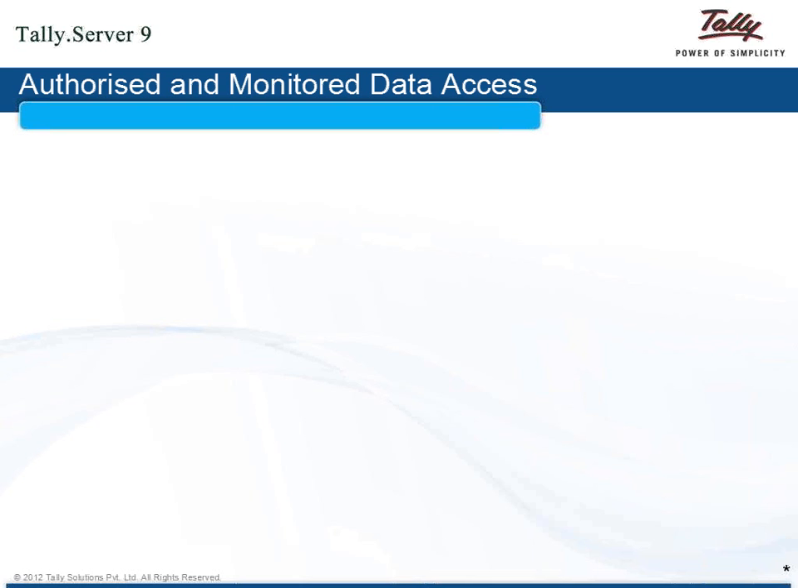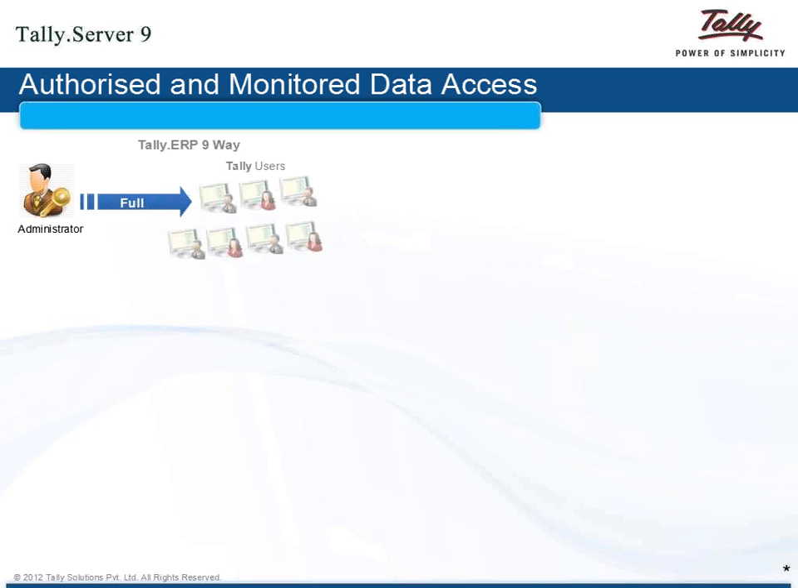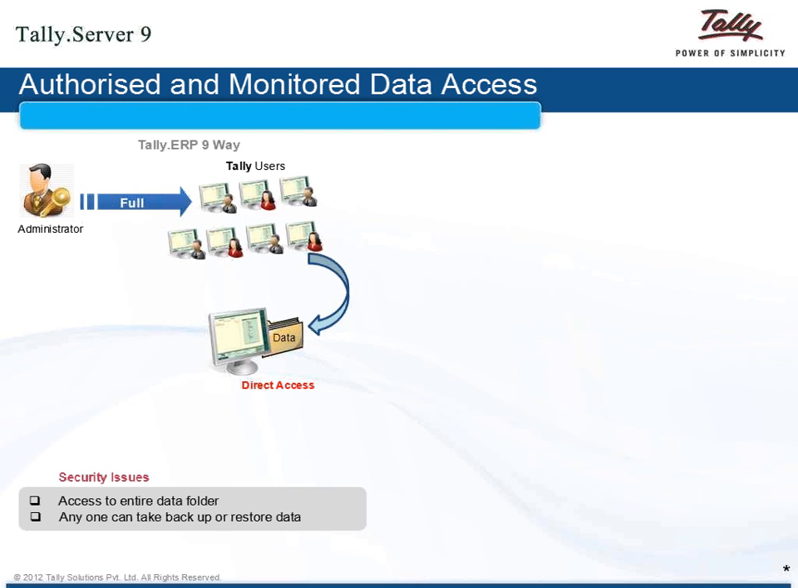Authorized and monitored data access. When we see the current environment of Tally.ERP 9, where the data is kept on a server and shared to users with full administrative rights, the users will be able to go to the data location and they have access to the entire data folder. Anyone can take backup or restore the data. The users can misuse the data, and there is a possibility of malfunction in data.